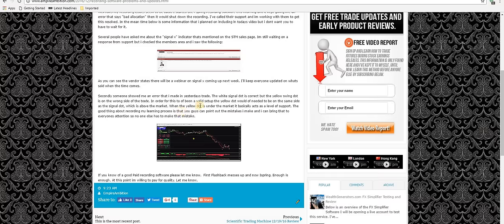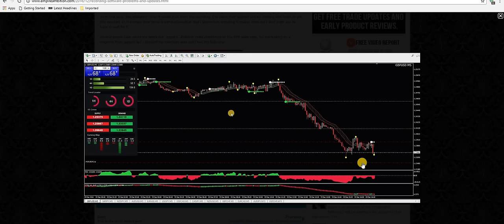When the yellow dot is under the market, it basically acts as a level of support. Let's take a look at that here. As you can see, the yellow swing dot is under the market, and that's acting as a level of support, same way it did here. When it's above the market, it acts as a level of resistance, same way it did here. So for this to have been a valid trade, we would have needed this yellow swing dot to have been up here. But in this situation, obviously, I took it as below the market.